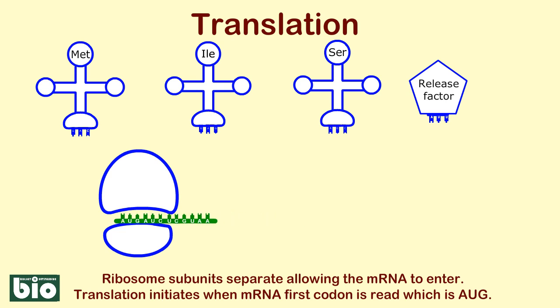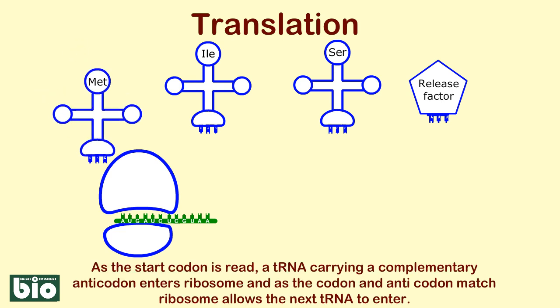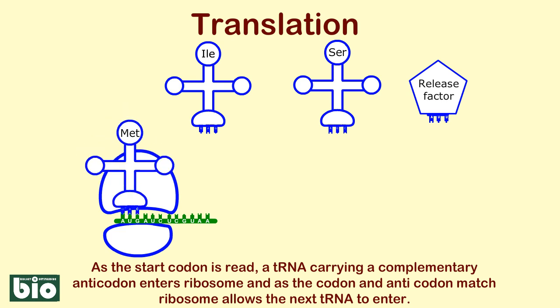tRNA, or transfer RNA, is a type of RNA which carries an amino acid. Amino acids are the building blocks of protein, and based on the anticodon of the tRNA, the amino acid it carries is specific. As the start codon is AUG, only the complementary anticodon containing tRNA can enter ribosome, which is UAC. This codon codes for methionine, the first amino acid of the chain.